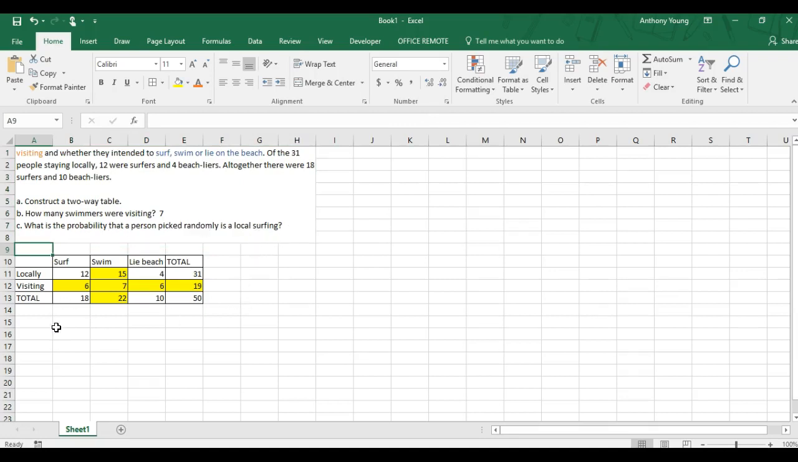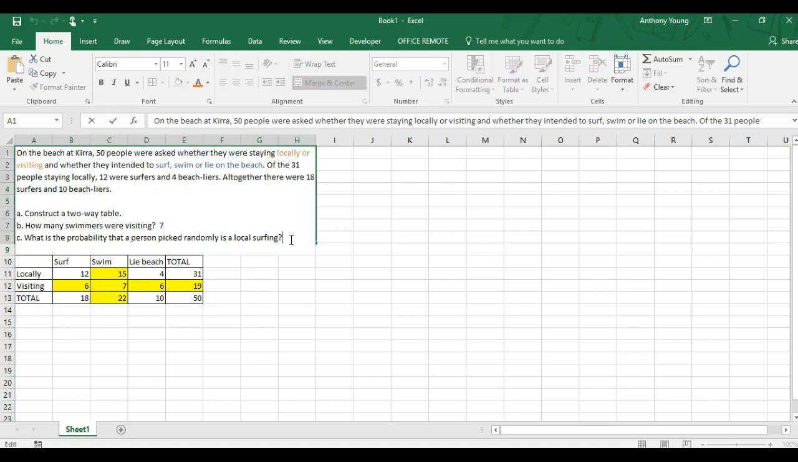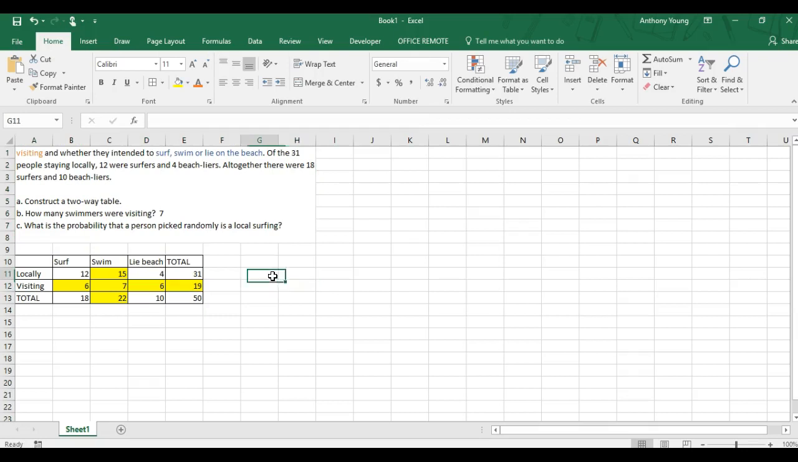So let's put this in here. I'll put it over here. The probability of local surfing is going to be this local surfing, 12 out of the total, which is 50. So let's work that out. It's going to be 12 on 50. So the probability of a local who's surfing is 0.24, or 24%.